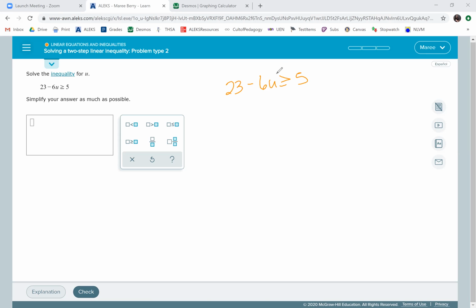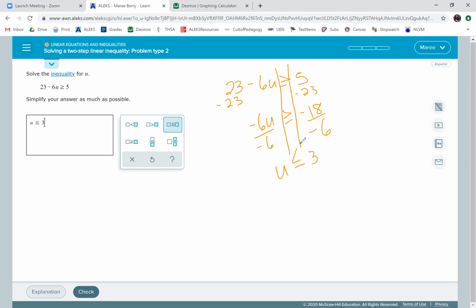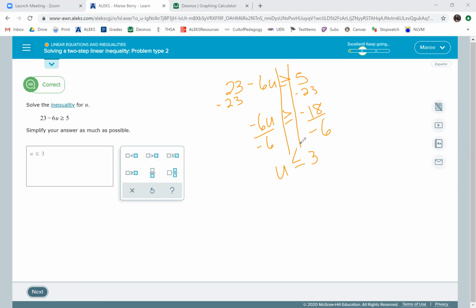Okay, so we solve it just like we do equations. We're going to subtract the 23. Watch your signs, because you need to make that a -6u is greater than or equal to 5 minus 23, which is -18. Then we're going to divide by a -6. So this sign is going to flip, and u is going to be less than or equal to 3. So we'll write that u is less than or equal to 3. Okay, we'll go on to the next one.